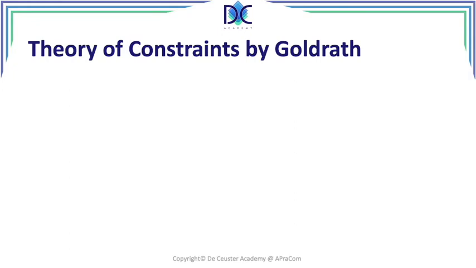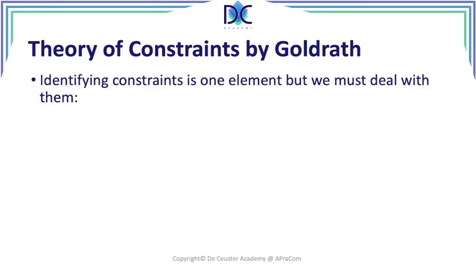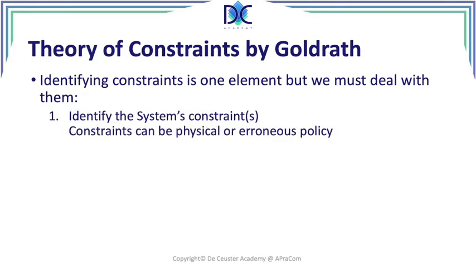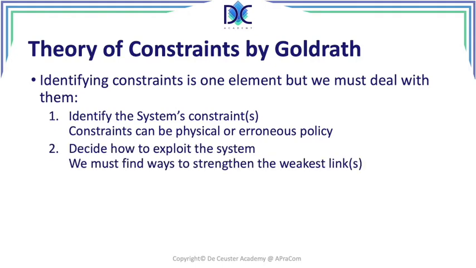The theory of constraints as defined by Goldratt. First of all, we have to deal with identifying the constraints. So the first thing to do is identify the system constraints, and they can be physical constraints or policy constraints. Decide how to exploit the system. How will we strengthen the weakest link? For example, if we have a link in production, we have to make sure that the products that are sent to that weakest link, that they are of good quality.